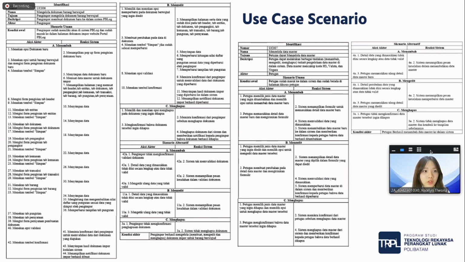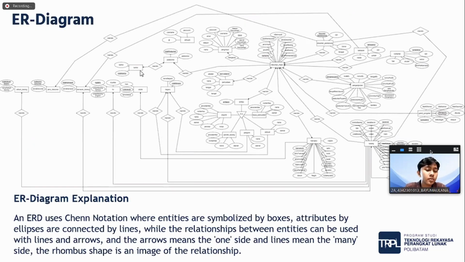A typical use case scenario includes, like in the table, the identification number, name, and then the actor, the description, and the condition of the first scenario and the last scenario. We can see here there are menambah, mengedit, menghapus. Here we can add, edit, and delete documents. And there is the alternative scenario, that is, what if the main scenario is not working.